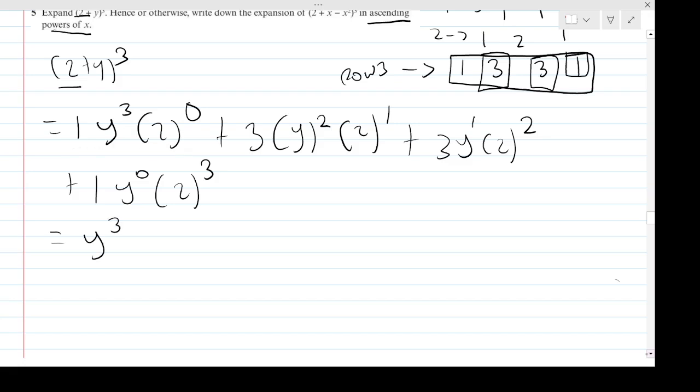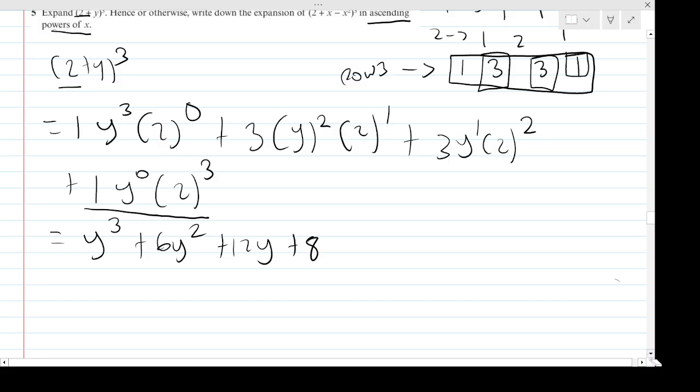Then for the next term, we have 3 times y squared times 2. Well, 3 times 2 is 6, so we have plus 6y squared there. Then the next term is 3y to the 1, times 2 squared. So that's y, and 2 squared is 4. 4 times 3 is 12, so we get 12y there. And then lastly, we have 1 times y to the 0 times 2 cubed. Well, y to the 0 is just 1. Then 2 cubed is 8. So we get plus 8 there. Cool.